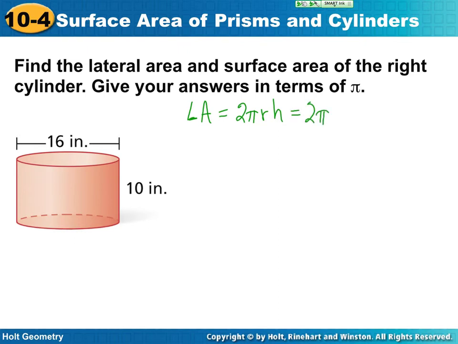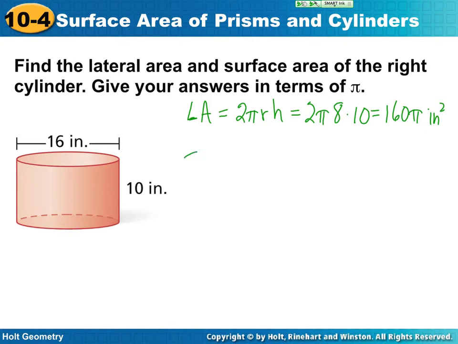What's the radius? 8. What's the height? Okay. Now, if I don't put in the pi, I'm just multiplying the other numbers. 2 times 8, 16 times 10. Okay, so this is 160 pi square inches for the lateral area in terms of pi.